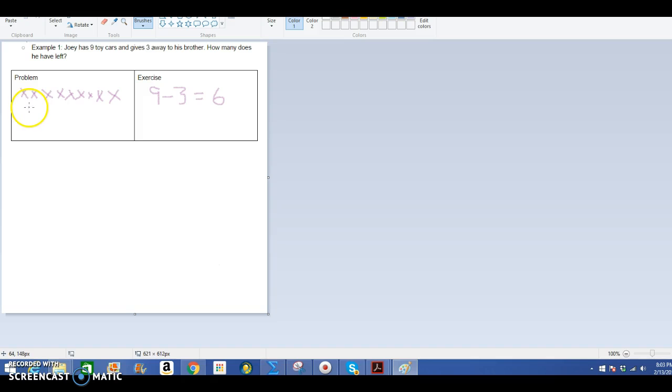Okay, and then I could act it out, which is another problem-solving strategy. I can give 3 of them away. So here's me acting them out. Right, I give 3 away, so I cross those out. And then I would count and see how many are left, and I can get the answer to the question.